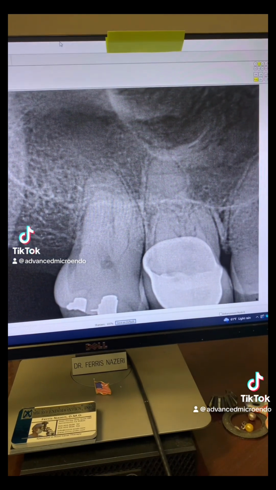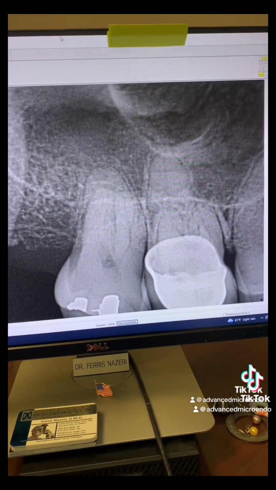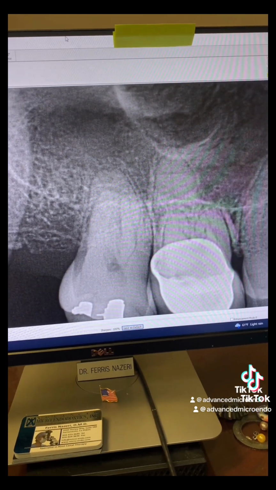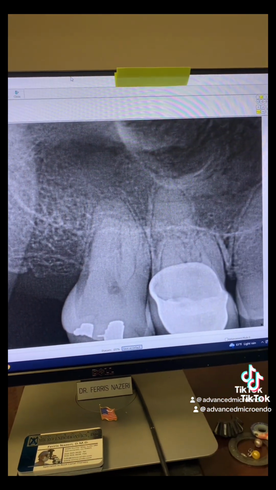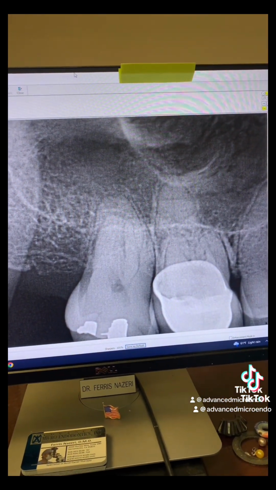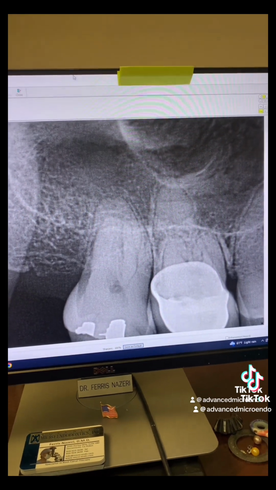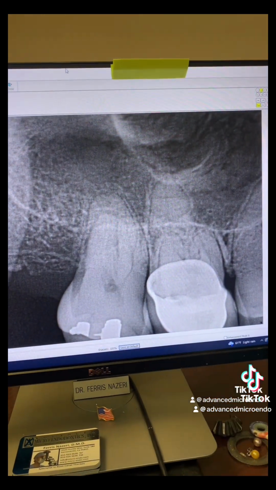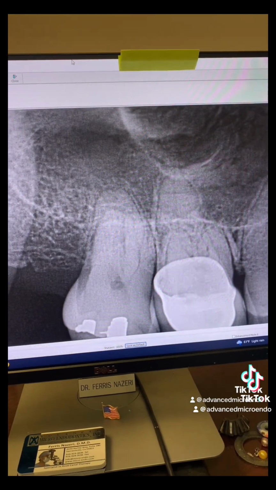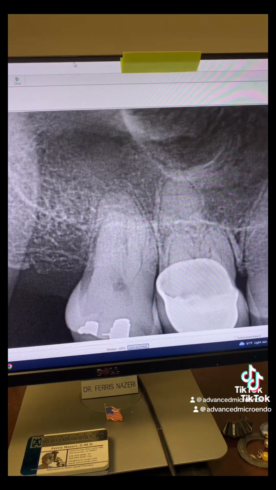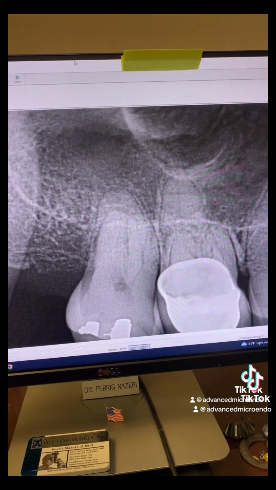I have another interesting case for you guys, again, about being able to diagnose properly. In this case, this patient started to have pain associated with tooth number two. The pain would just not relent. She ended up having to take pain medication.